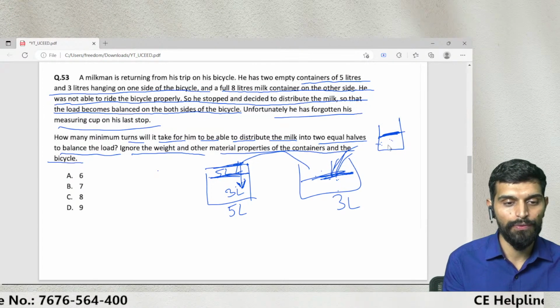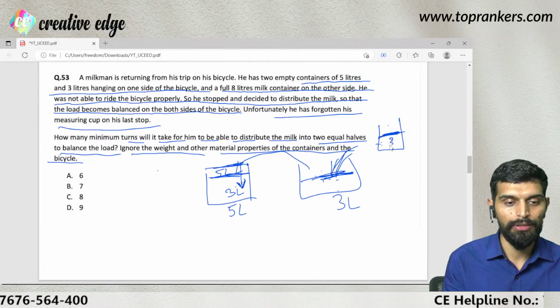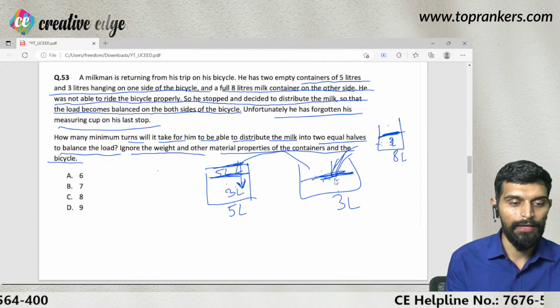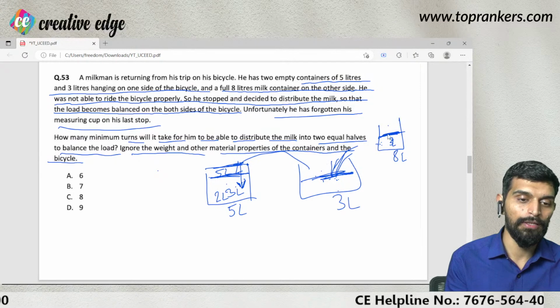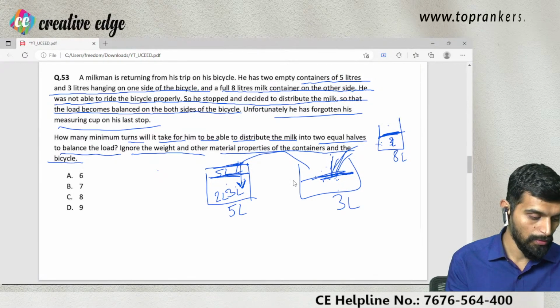So if I transfer that 1 more liter here, the 8-liter container will have 3 liters, and then I'll fill it. So I'll have 2 liters here, and I'll fill that 1 liter here again.